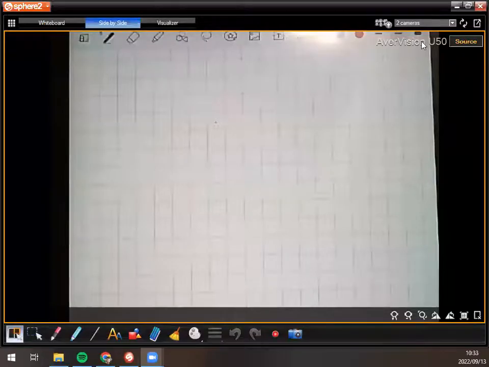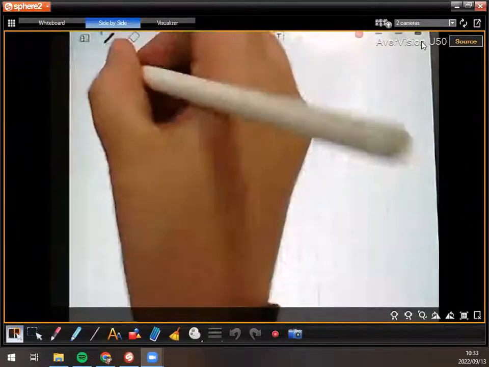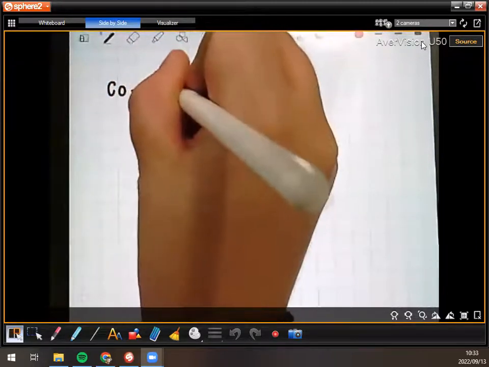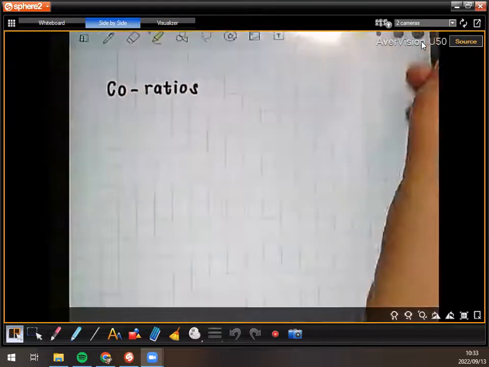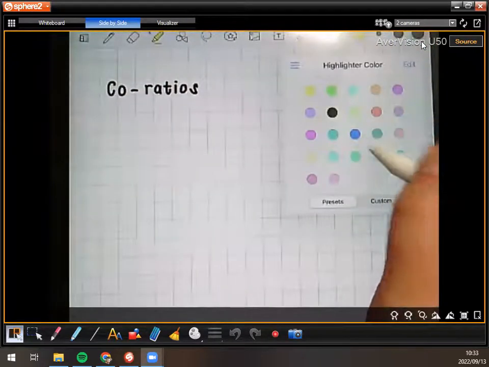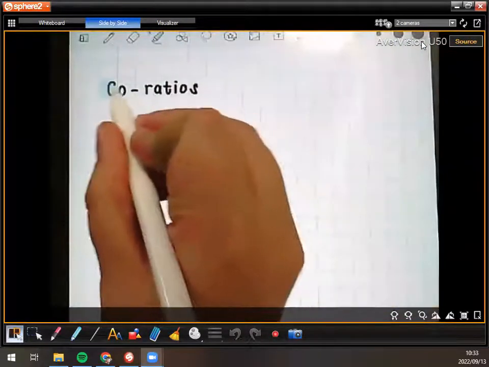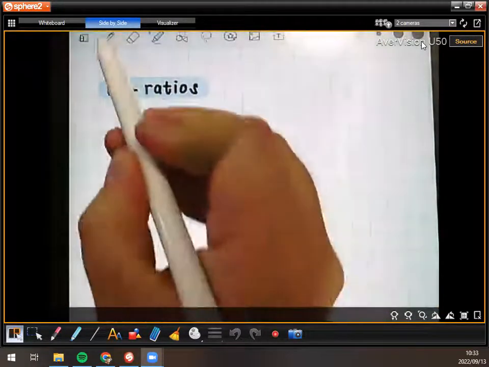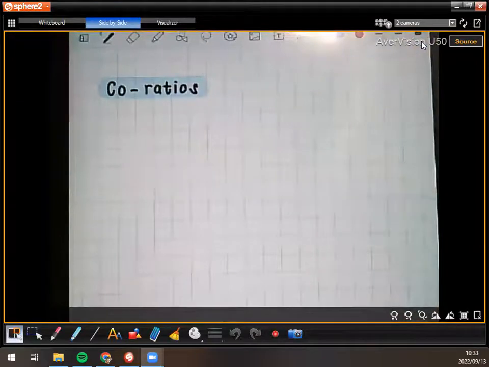Okay, co-ratios. What is it that we call writing? Ratio, like that. Guys, co-ratios. Actually, it's short for complementary ratios.